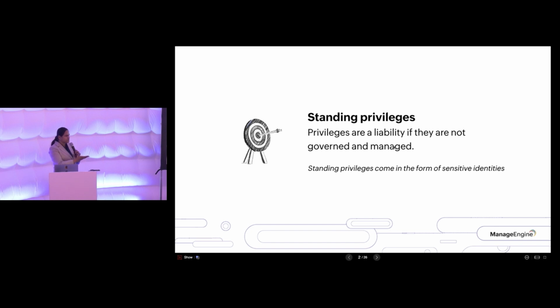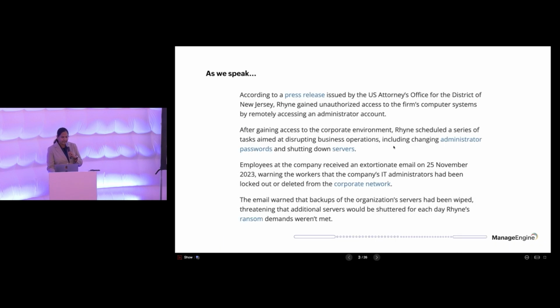So as much as privileges are a boon to your organization, especially for administrative users, where it can give access to sensitive resources exclusively to certain types of users, it could also be a bane for your organization at large if they are not managed properly, right? So this is where we are getting at.